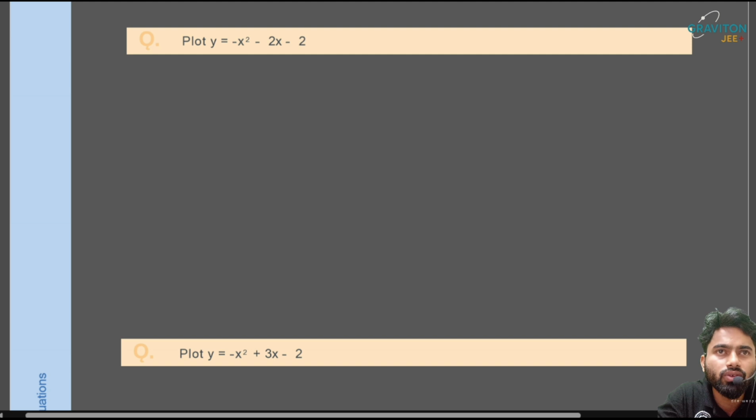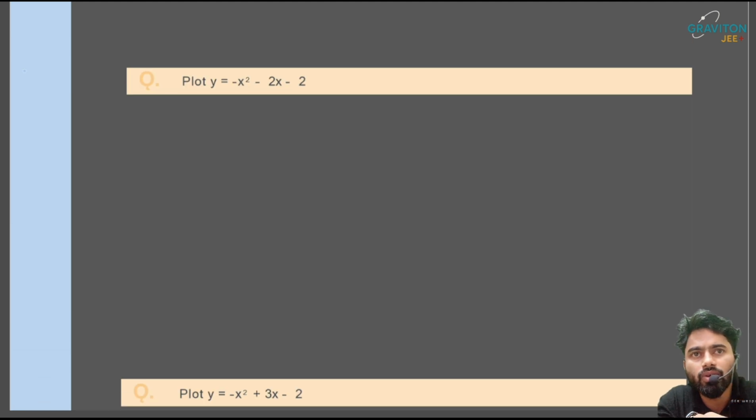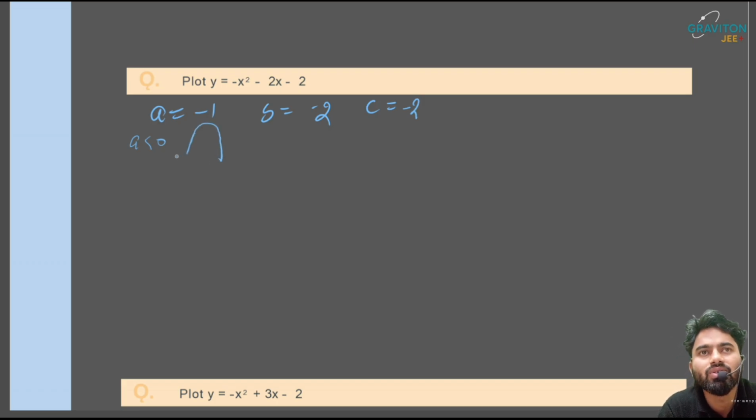Now you will take a look at this type of question where a is minus 1, b is minus 2 and c is equal to minus 2. So now I ask you, a is negative. So from here you saw that if a is negative, then you conclude that your parabola will be facing downward.